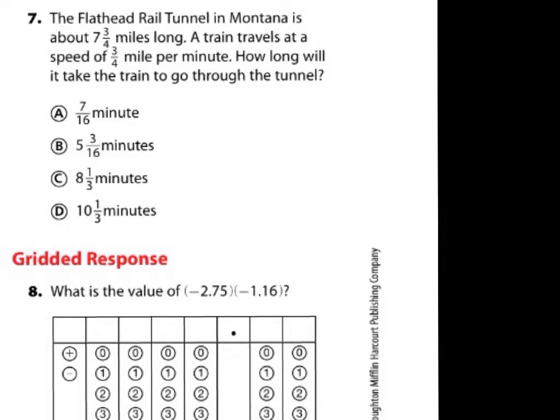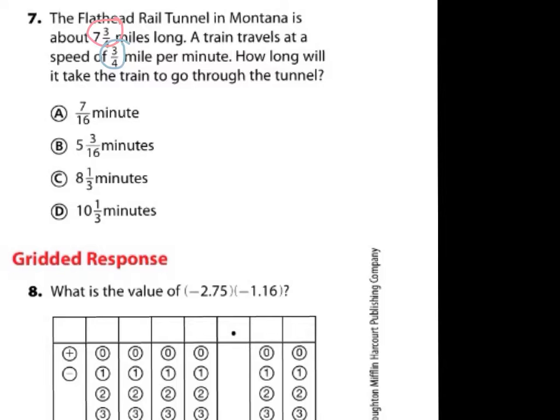Number 7. Number 7 is a little bit more difficult. It's going to be complex fractions. A lot of y'all, what you did is you tried to multiply this. This is not a multiplication problem. This is a proportion. You need to set up a proportion. A Flathead rail tunnel in Montana is 7 3/4 miles long. A train travels at a speed of 3/4 mile per minute.